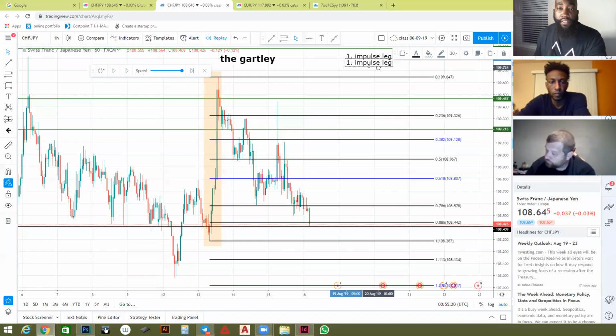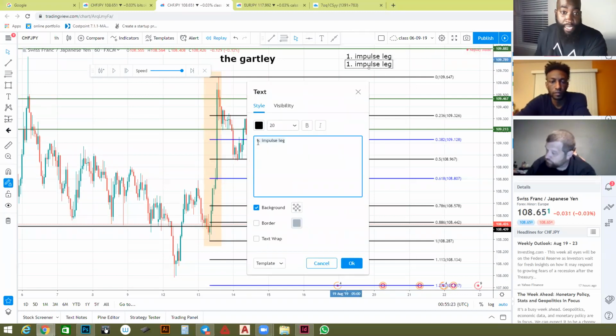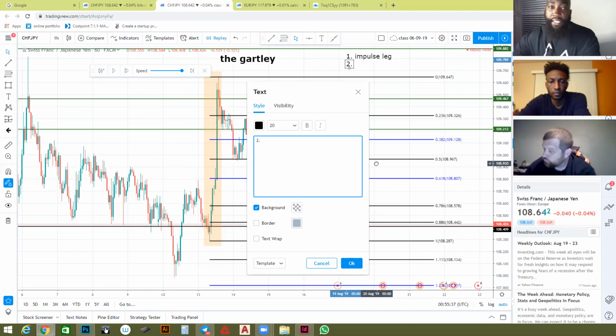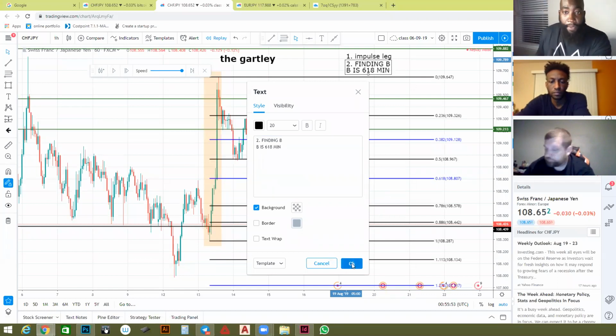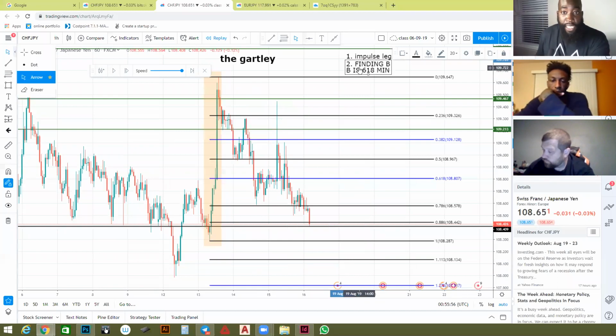Now, step two is going to be you finding your B based off your Fibonacci tool. And with that being said, your B is, what am I doing? I'm tripping. It goes 2, then B. Step 2, you're finding B. I can't type it in. Finding B. Now, what B is, is 0.618 minimum.